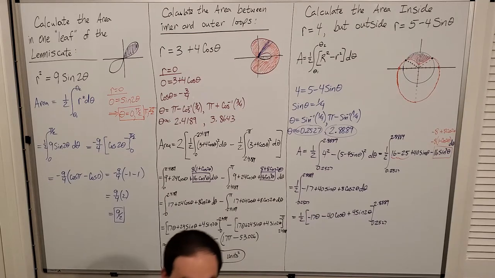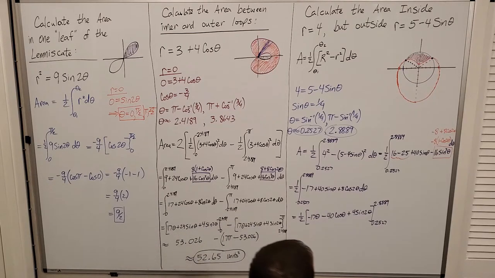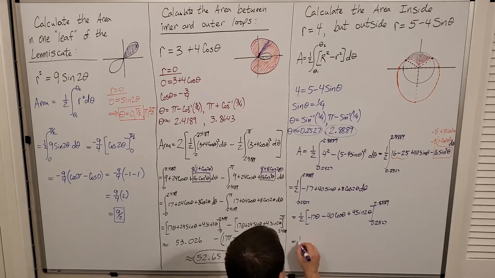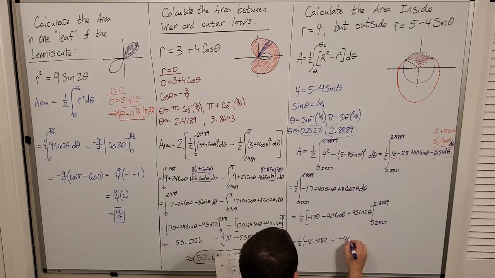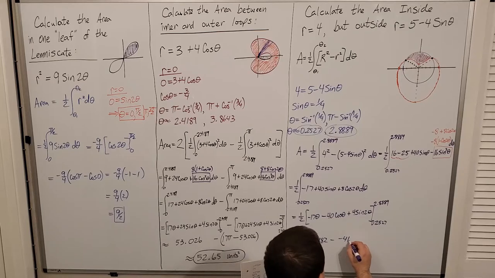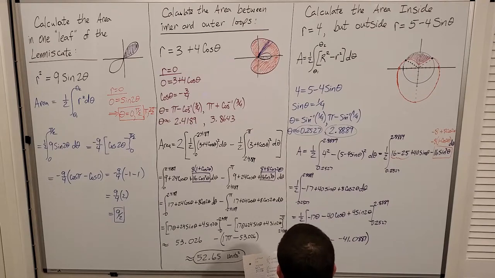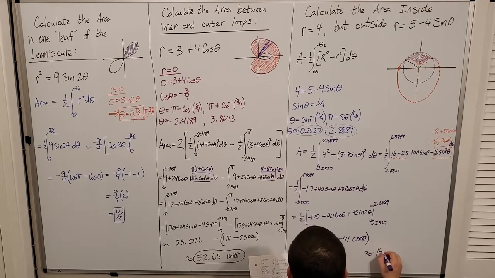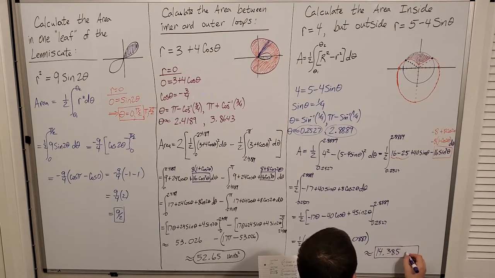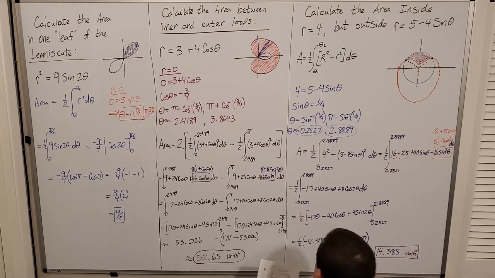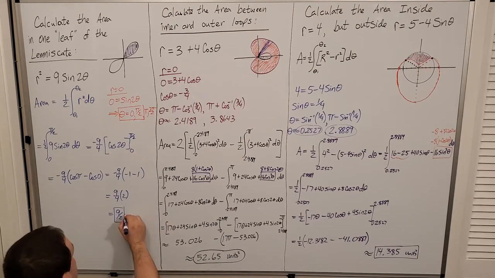None of which is pretty, and all of it must be done in the calculator, okay? So I've already punched it in and saved us a little time here. This is what I came out with. I have 1/2 times negative 12.3182 minus a negative 41.0889. All in all, this came out to be 14.385 square units. Yeah, I did forget this over here, by the way. This is also square units.